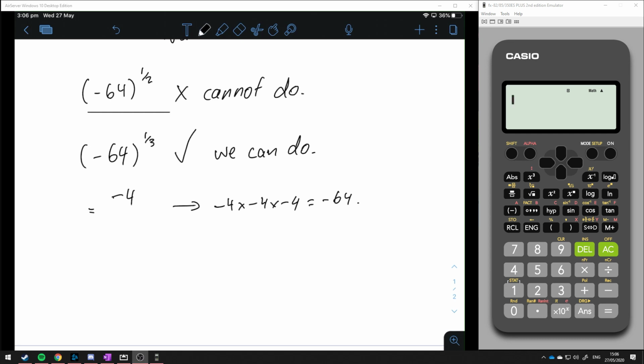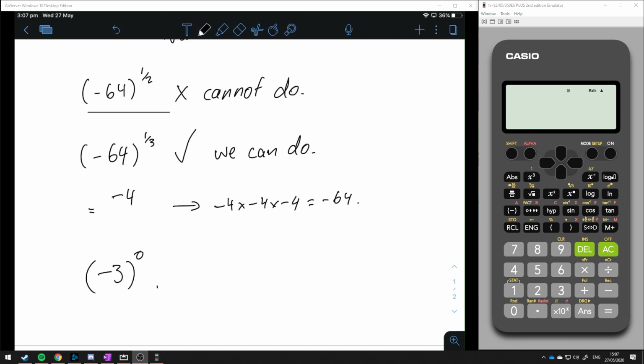Now, powers of zero are only defined for positive indices. If the index is negative or 0, it is then undefined. So for example, we can't have something like negative 3 to the power of 0. We don't do these ones. We just worry about the positive ones.